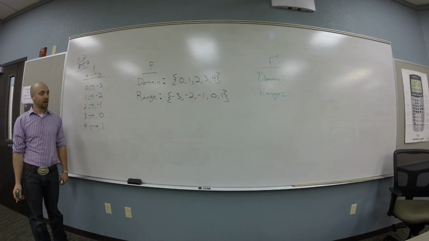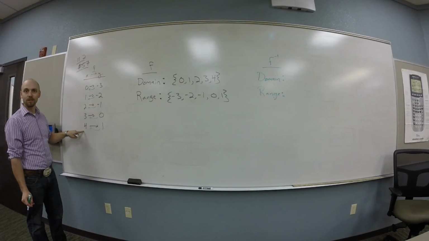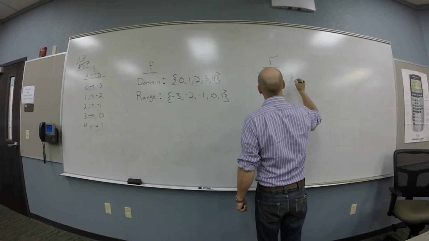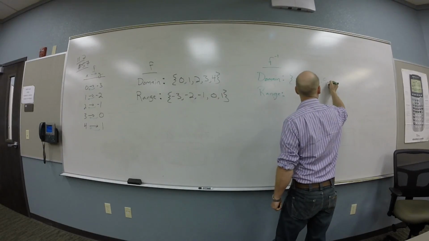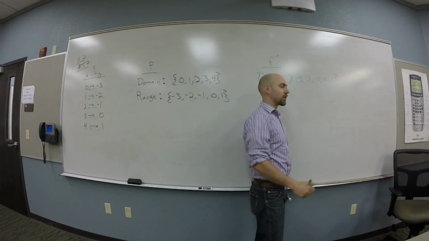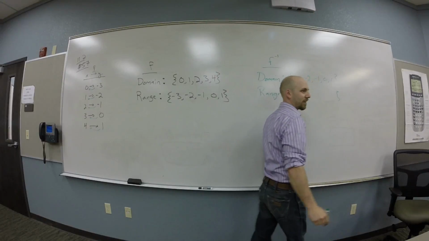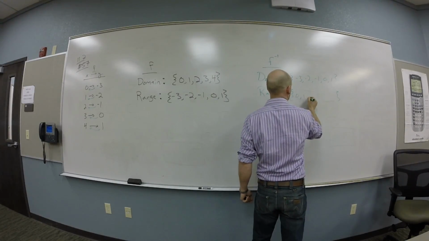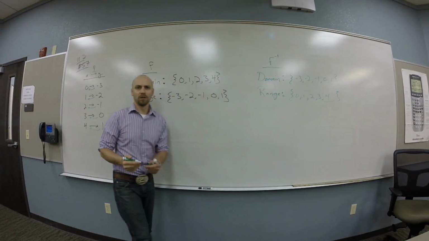So if f inverse is the arrows going the other direction, it takes this stuff to this stuff. So it takes my old range, -3, -2, -1, 0, 1, and that becomes the domain. That's the things it knows how to deal with. And the range then is 0, 1, 2, 3, 4. Does that make sense? Does that help?